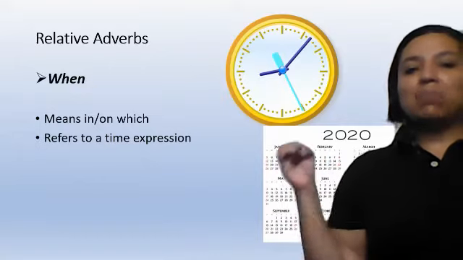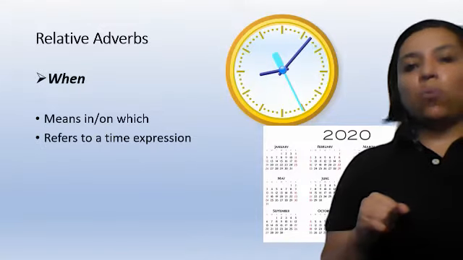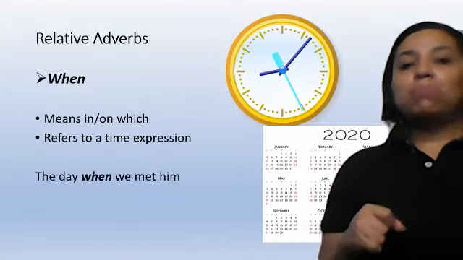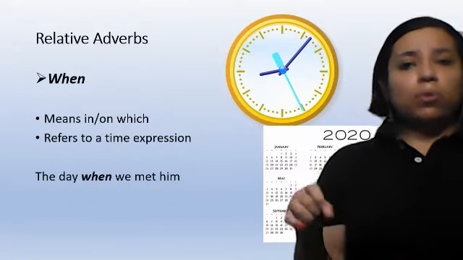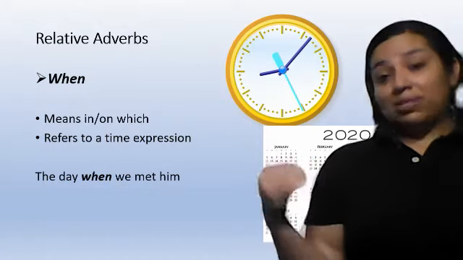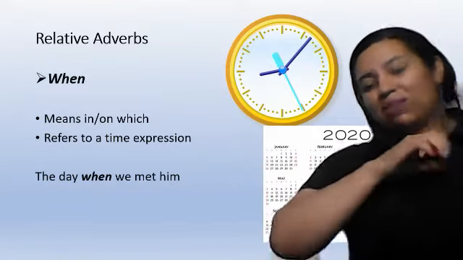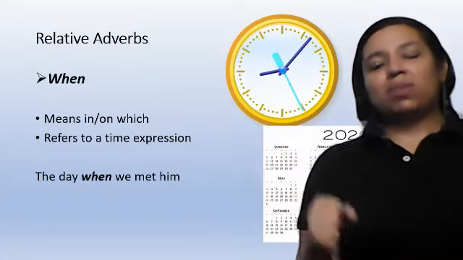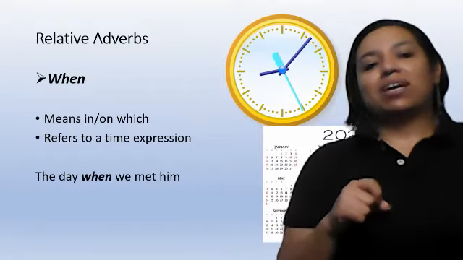Doesn't matter, as long as it's a time expression, that's where we use the relative adverb when. For example, the day when we met him, instead of saying, do you remember that in February 2010 we met Patrick? We say the day when we met him was very important. Instead of saying the whole sentence, we omit that part and we only use when to define that specific time.